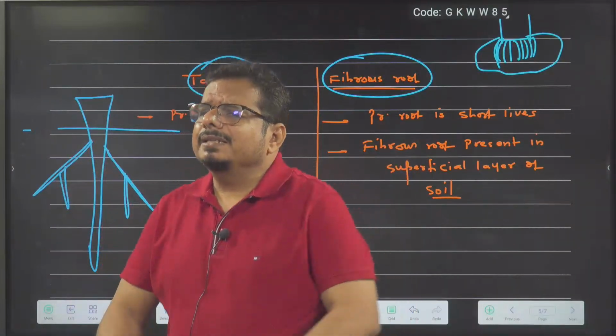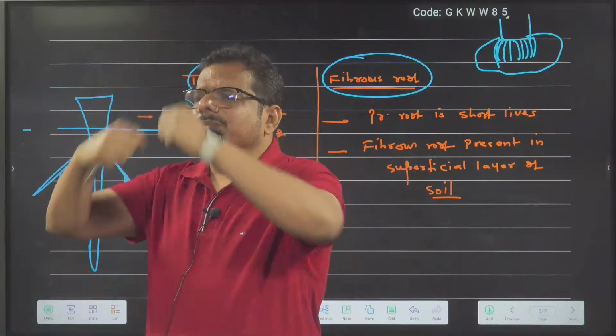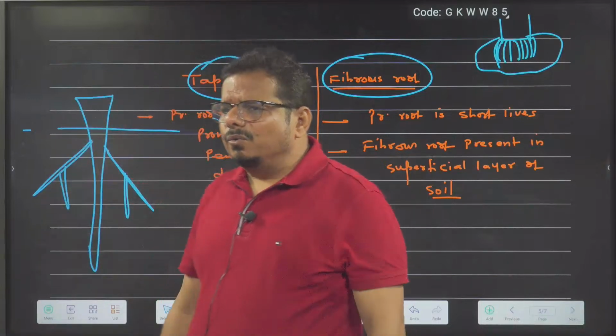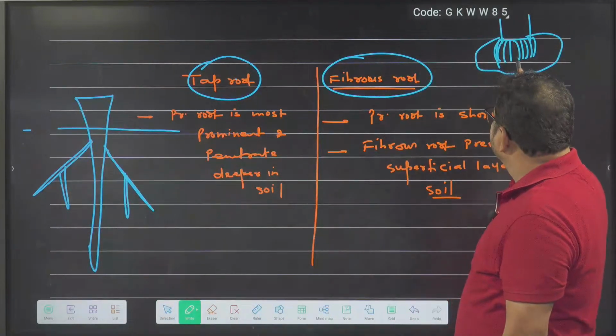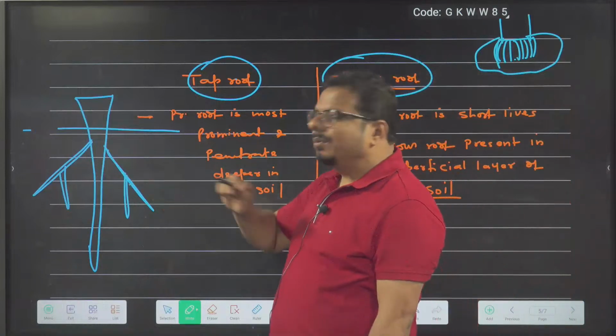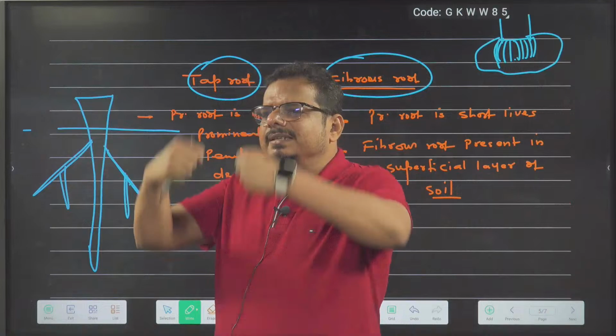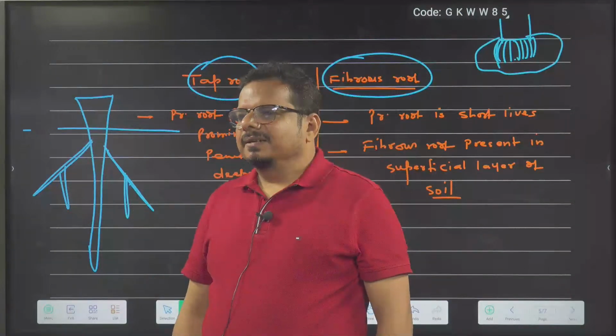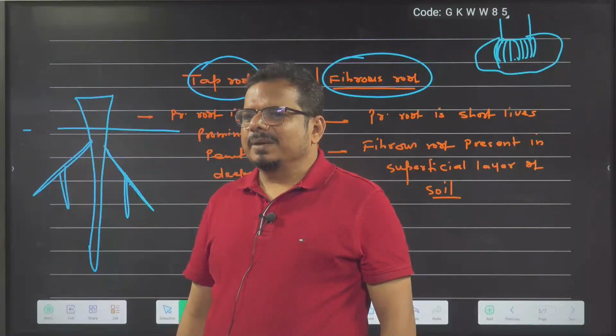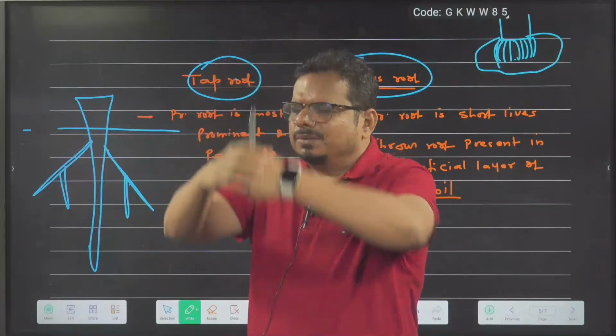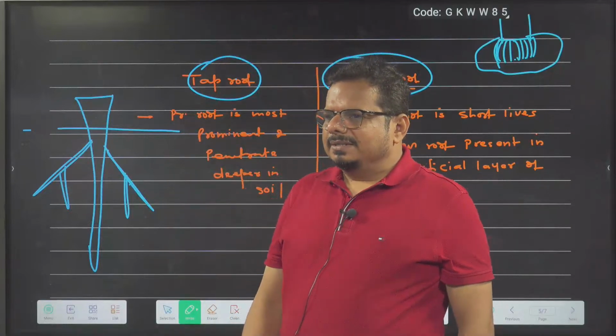Getting the things? So unplugging, removing, is easier in the case of fibrous root or tap root? Which plant can we easily remove, unplug from the soil? Unrooting is easier in which one? Fibrous root compared to tap root. Understanding the idea? Fibrous root we can easily remove, right? Sugarcane has which type of root? Fibrous root at the bottom. You can easily unplug the sugarcane from the soil. Is it clear in the mind?